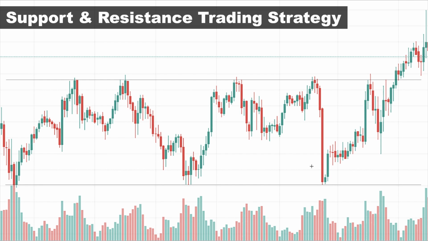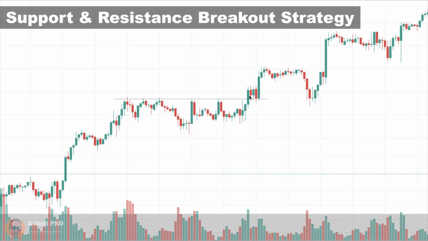So if you open a long position when the price starts bouncing after touching the support level, you must place a stop loss below the support level, and if you open a short position when the price starts falling after touching the resistance level, you must place a stop loss above the resistance level. The next price action strategy is the support and resistance breakout strategy.